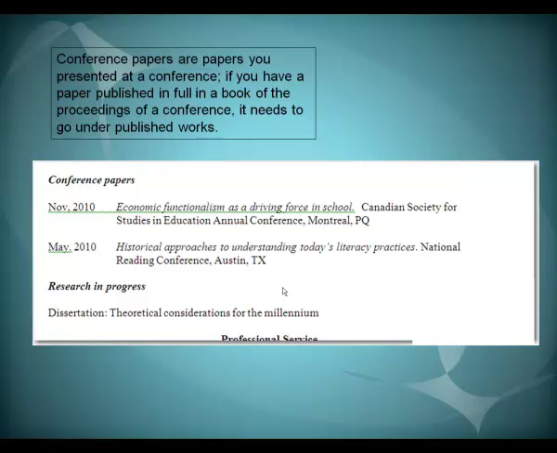So the big thing about a CV is you want to be transparent. You don't want to be accused of taking credit where credit is not due. You want to be forthright in showing what you do.